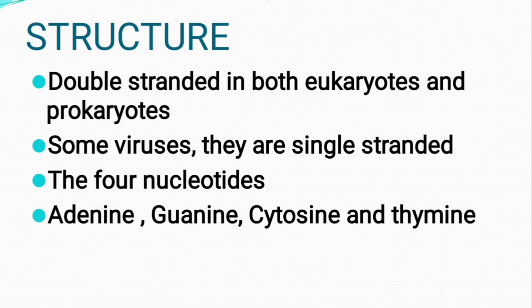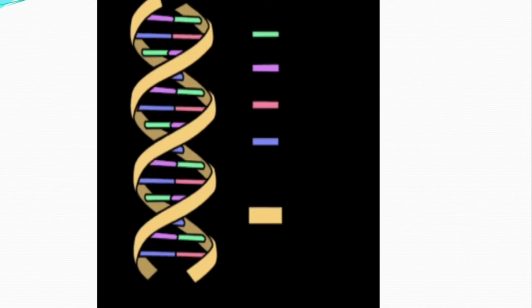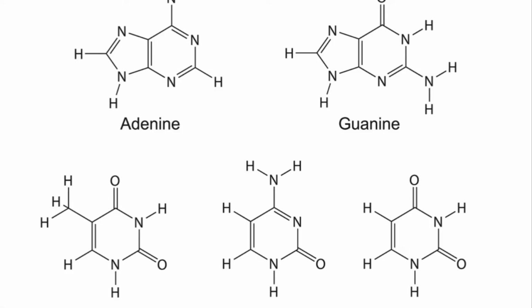Then coming to the structure, mostly they are double stranded in both eukaryotes and prokaryotes. In case of some viruses only they are single stranded. Okay. They contain 4 nucleotides, that is adenine, guanine, thymine and cytosine. They are the nitrogenous bases. Okay, adenine, guanine, cytosine, thymine and uracil. In RNA you can see instead of thymine it is replaced by uracil. While studying RNA you will be clear in that. These are the nitrogenous bases. About that only we are going to see.